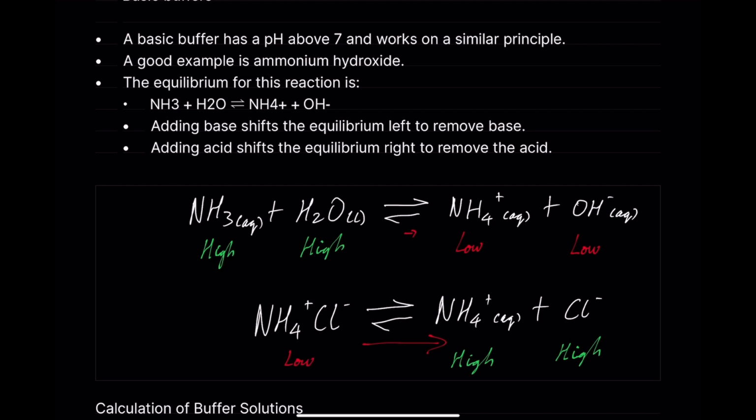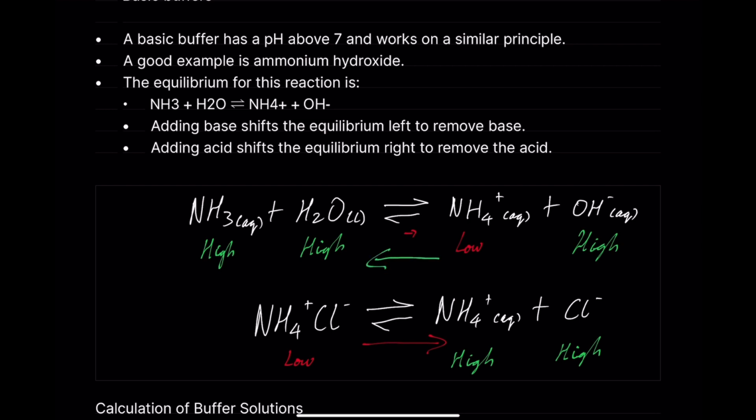Now, if we add more base to this, right? So if we increase the base, say we increase the concentration of hydroxide ions in our solution, and all of a sudden it's now high, all this does is that now we have a high concentration of hydroxides in solution. It just causes equilibrium to shift to the left.